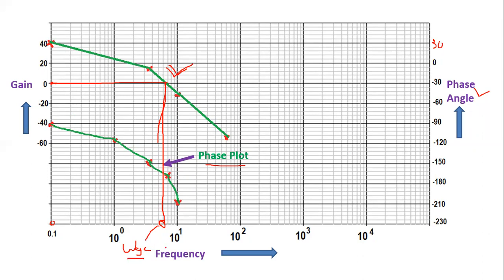And next, coming to the phase crossover frequency. How to identify the phase crossover frequency: we can identify it from the phase plot. Already the phase plot is there. In the phase plot, we need to cross check where we have the minus 180. That line we will extend on the phase plot, and where it intersects, how much is that respective frequency? That frequency we call the phase crossover frequency, omega PC.